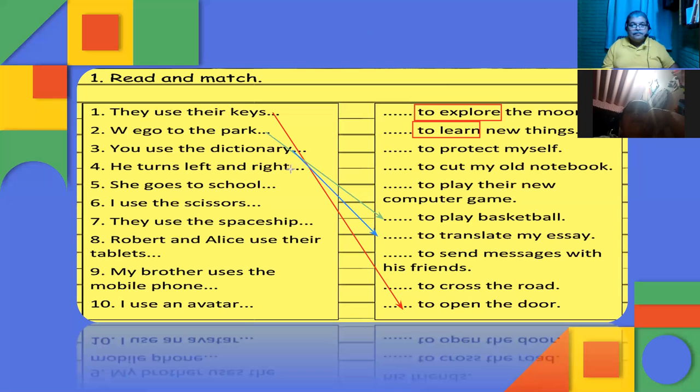The four. They cross the road. To cross the road. Yes. Muy bien. Next. She goes to school. Aquí voy a la escuela. Ella va a la escuela. ¿Para qué?